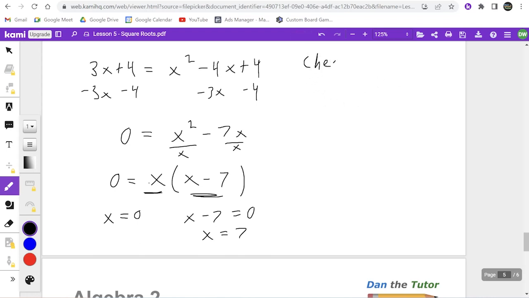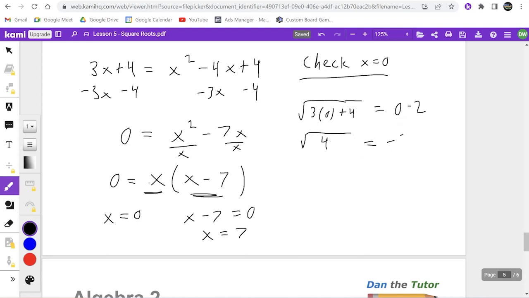So first I'm going to check x equals 0. For that I would say it's the square root of 3 times 0 plus 4. And I want to know if that is equal to 0 minus 2. So then on the left side, that's the square root of 0 plus 4 is 4. 0 minus 2 is negative 2. And the square root of 4 is 2. 2 does not equal negative 2. I'm going to cross out x equals 0 because that's wrong.